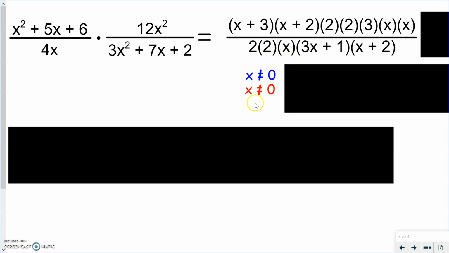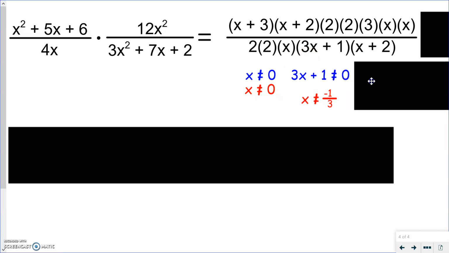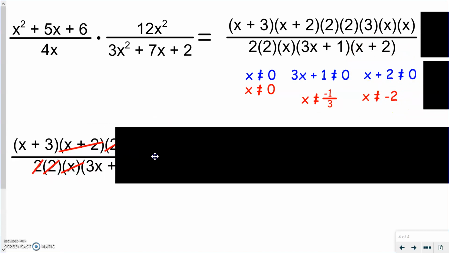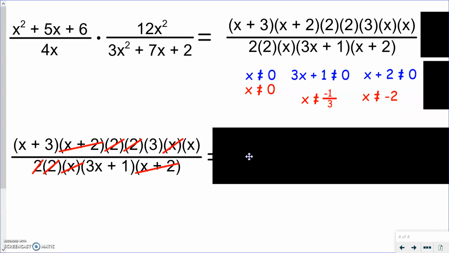Well, it's already solved, so x can't be 0. This next one, 3x plus 1, cannot equal 0. So you have to subtract 1 first and then divide by 3, meaning x cannot be negative 1 over 3. And then x plus 2 cannot equal 0. Solve, subtract 2 both sides, get x cannot equal negative 2. Found my restrictions, now I do the crossing out step.